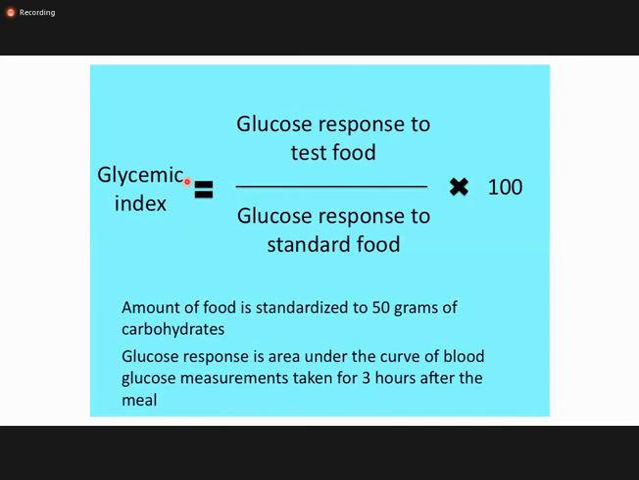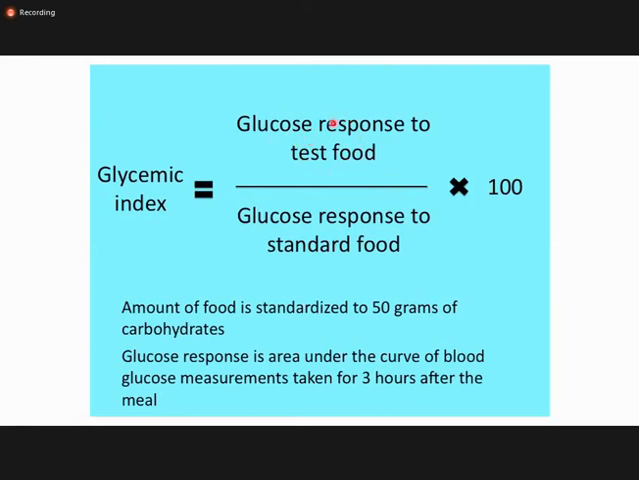Now, the glycemic index. The glycemic index is basically a ratio. It is calculated by the glucose response to a test food divided by the glucose response to the standard food, times 100. So it's basically a ratio. We can test the glycemic index of any food item. We can take a food item of your choice and observe its response after taking that specific food item.